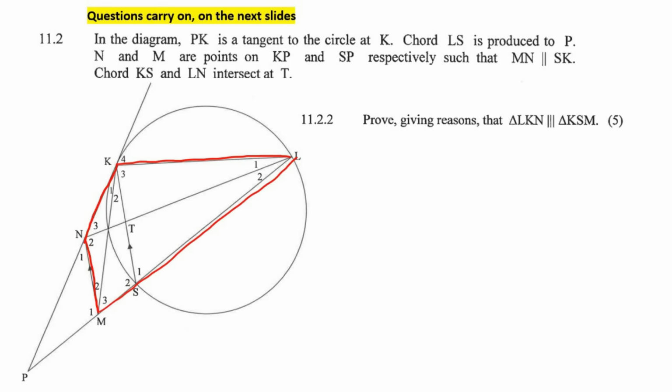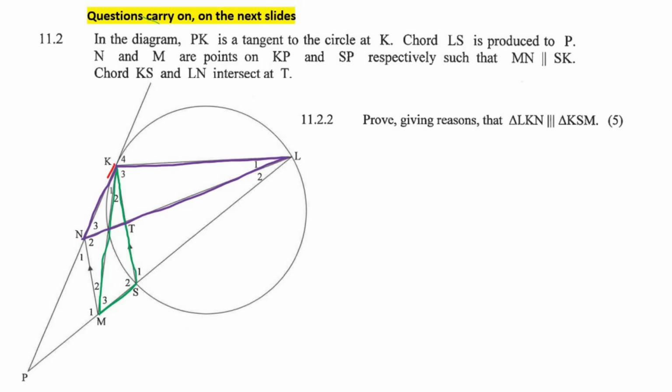For 5 marks, prove that triangle LKN, I'm actually going to get rid of the cyclic quad. We'll just have to remember that. So LKN, prove that that triangle is similar to KSM. So we want these two triangles to be similar.